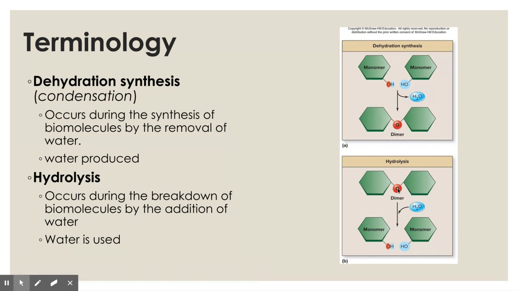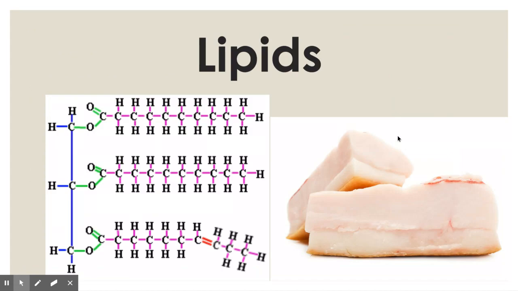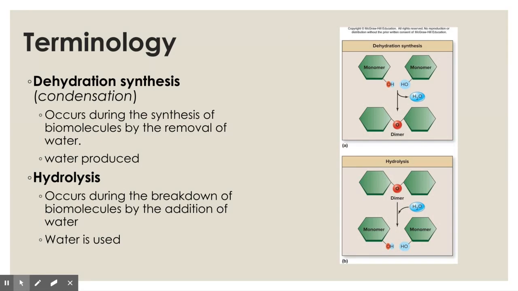The other word that is not on this slide but is in our picture is dimer, and that just means 2 of these monomers bonded together. It's not that important, but in case you're wondering. But again, dehydration synthesis, creating our biomolecules, and we produce water. Hydrolysis, breaking apart our biomolecules with water.